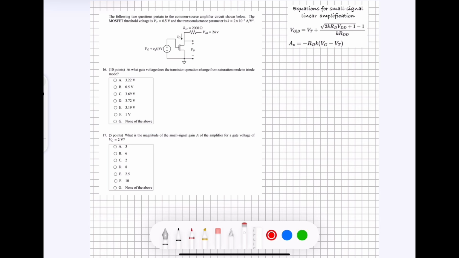problem is dealing with a circuit with a small signal linear amplification, which is a different kind of circuit than a normal MOSFET circuit. And one of the big giveaways that we're dealing with this kind of circuit is, first of all, the word amplifier in the problem statement is telling us that we're dealing with amplification.